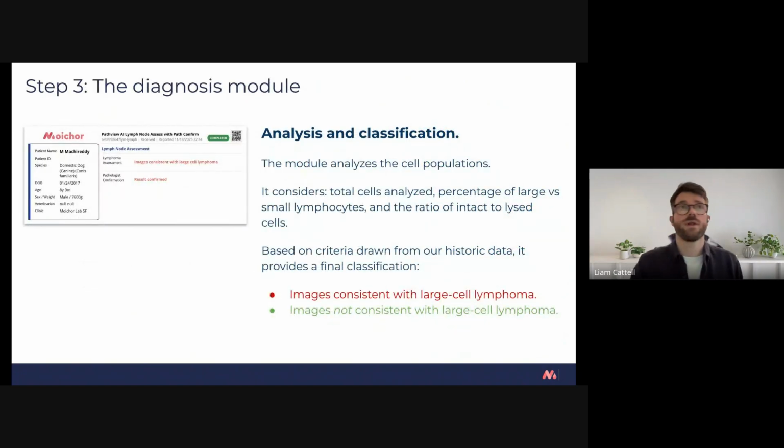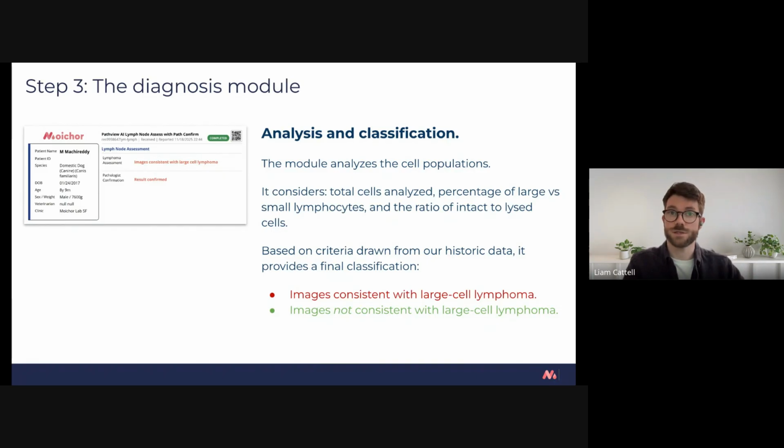The final step in this pipeline is the diagnosis module. This is doing that final analysis and classification. The module is analyzing the cell populations that were detected in the previous step. It's considering the total number of cells analyzed, the percentage of large versus small lymphocytes, and the ratio of intact to lysed cells. As I said, if we're detecting a lot of lysed cells, that's an indicator that we perhaps need some intervention here. Then, based on the criteria that we have drawn from historic data, as well as input from our pathologists, it provides a final classification.